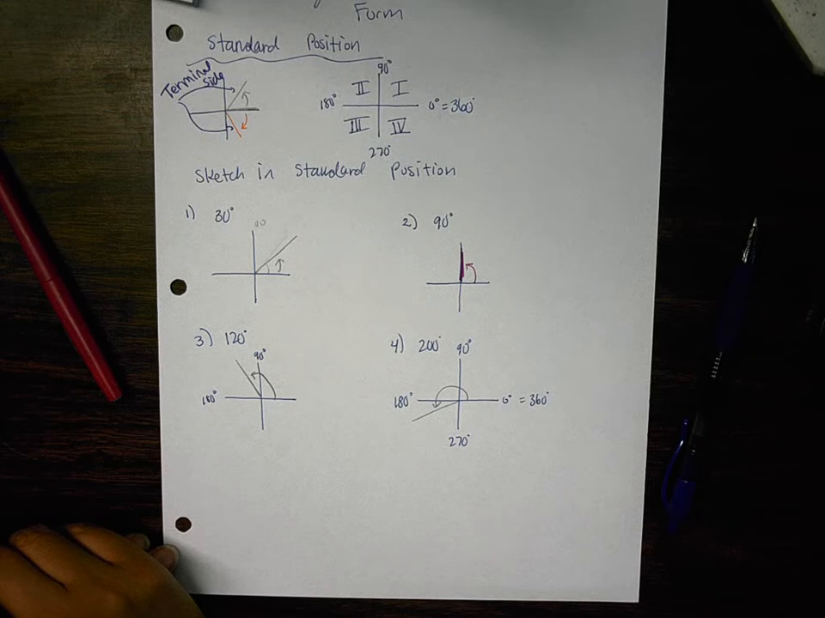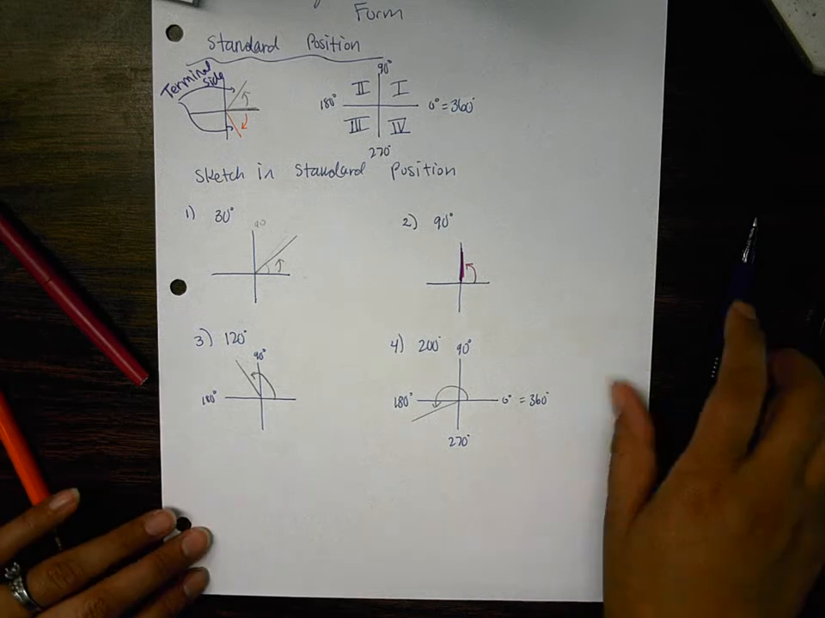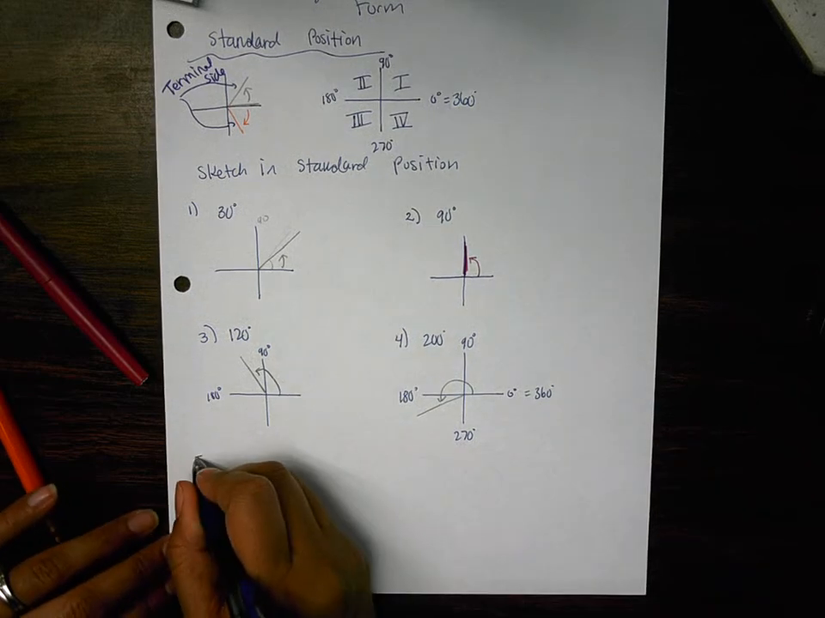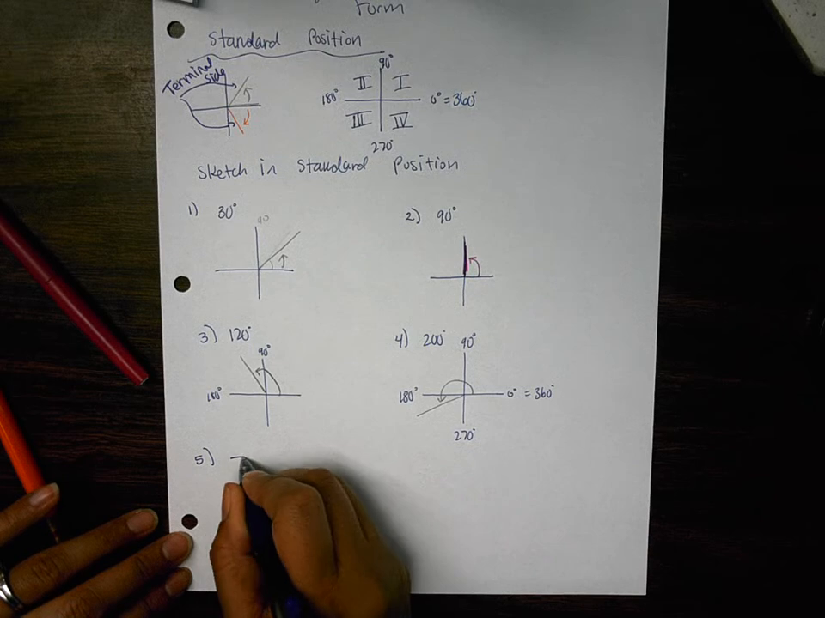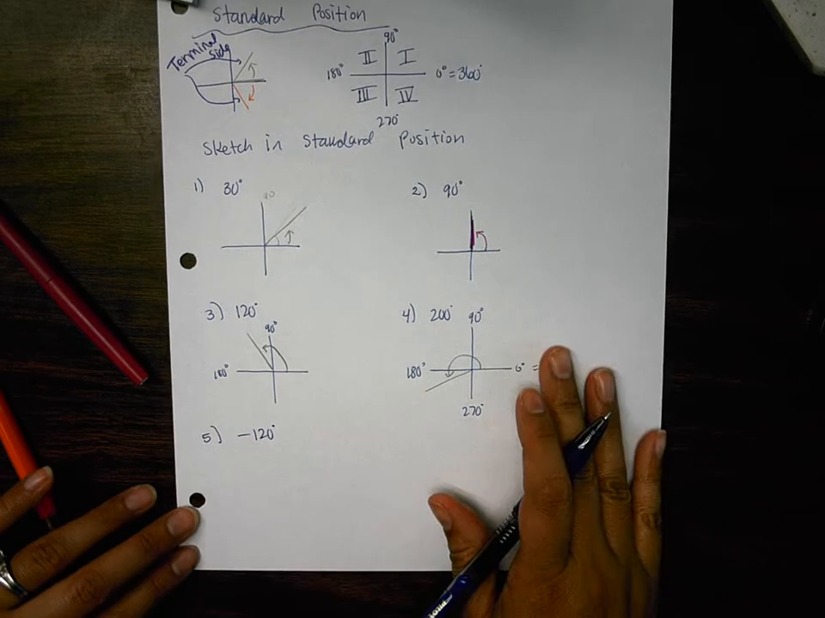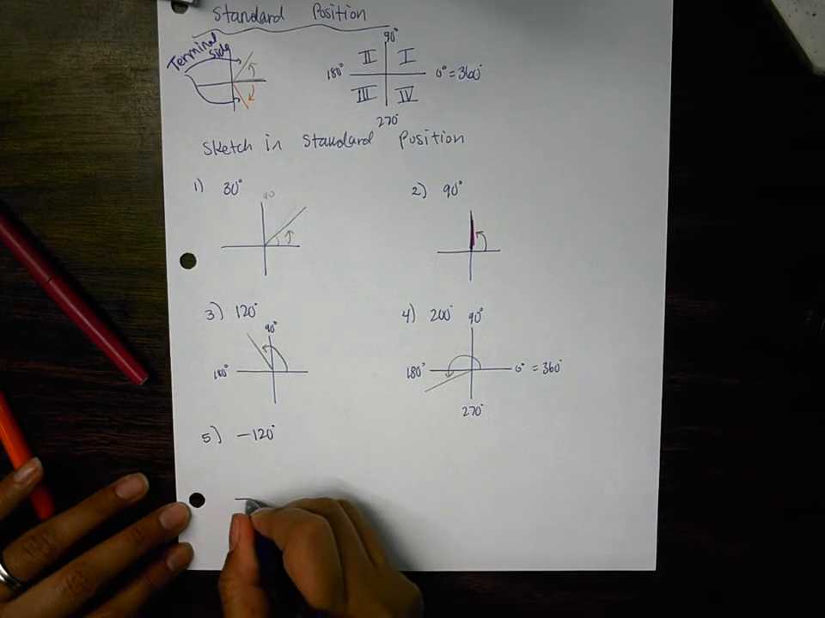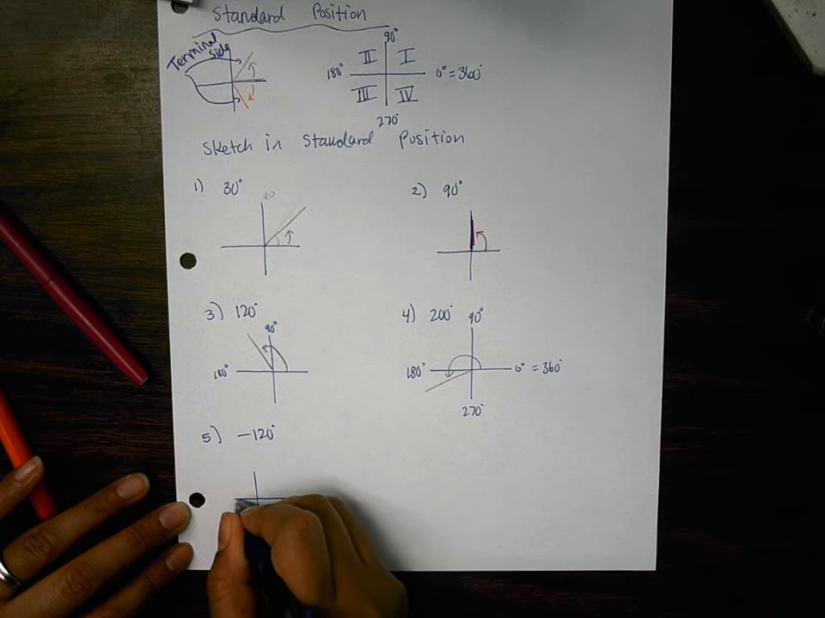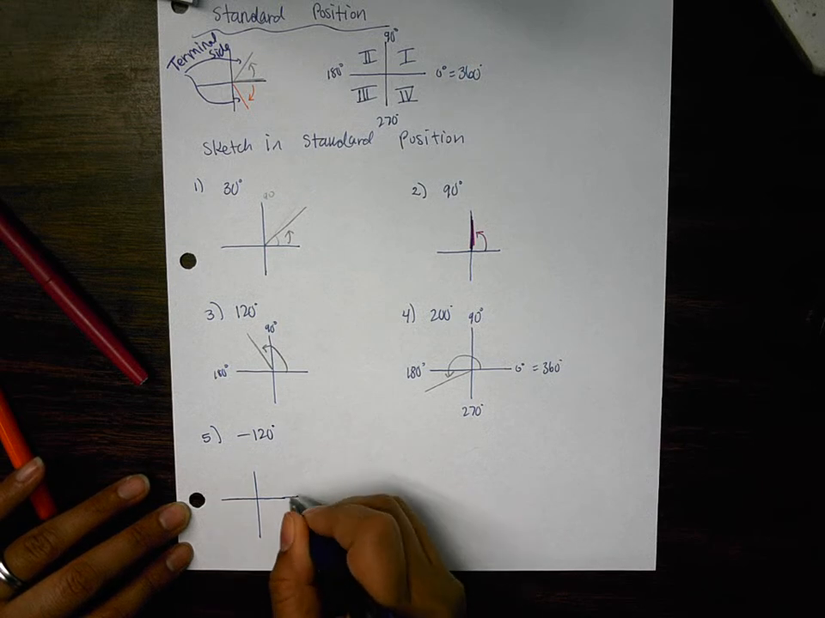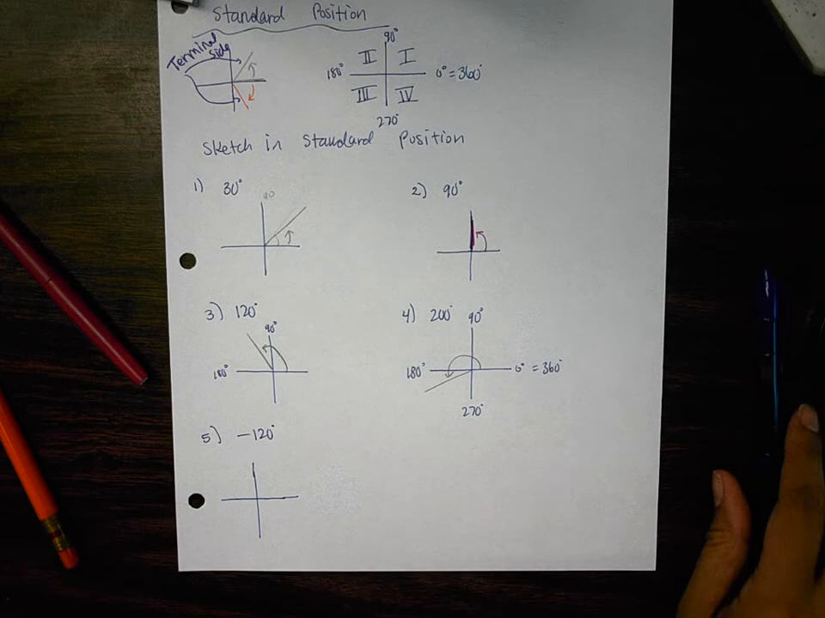And you put your arrow like that so we know we're going in the positive direction. So if I asked you, what's your reference angle, which we will do eventually, what would you say? 20. All right. Number 5, negative 120 degrees.